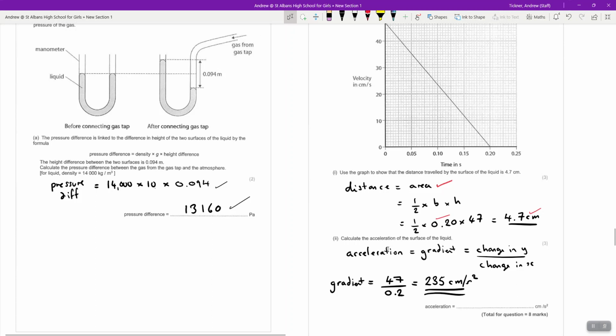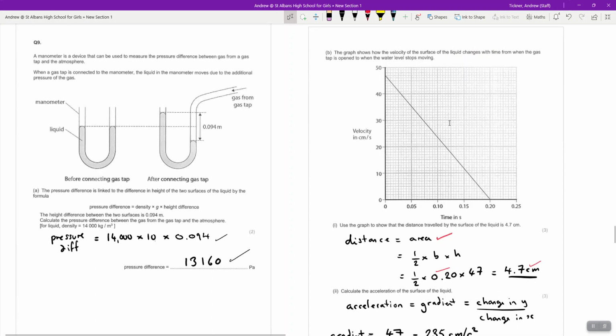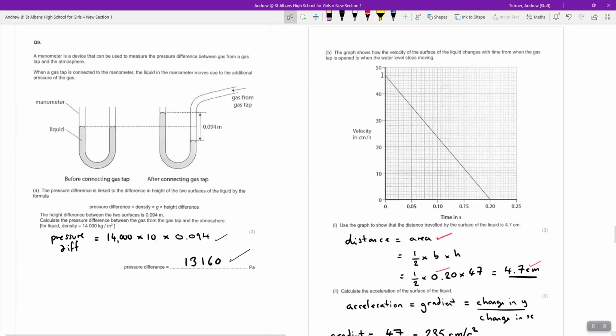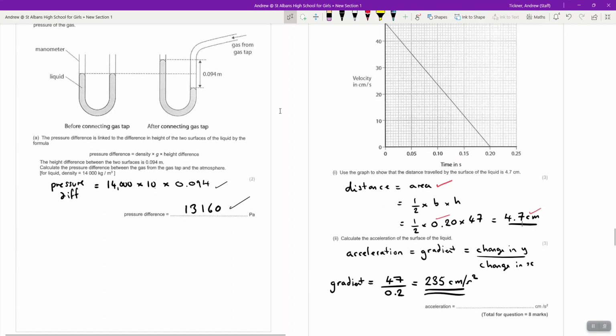Acceleration, so calculate acceleration. The acceleration is the gradient, which is change in y over change in x. Okay, it's a big triangle, it's already there, so your best bet is to literally use the whole line. So our gradient is going to be our change in y, 47, or minus 47 to be perfectly fine. I've missed that out myself. It's actually minus 47. So minus 47 over 0.2 seconds.